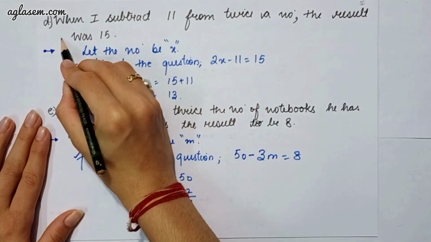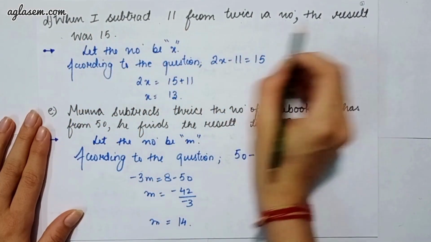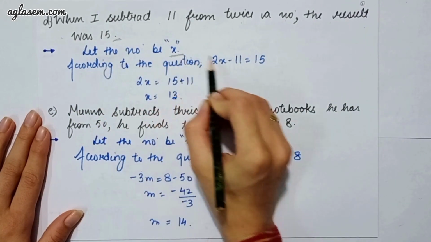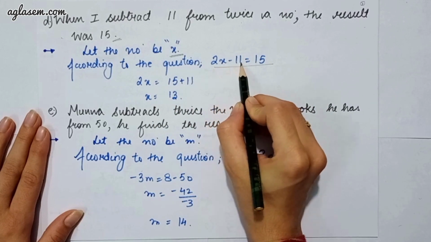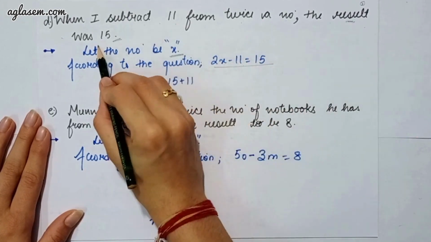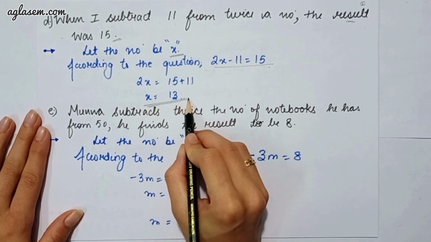Moving to the fourth part, which says when I subtract 11 from twice a number, the result was 15. So here we have to let the number be x. So our equation will be 2x minus 11 because we have to subtract, and our result is 15. So 2x minus 11 equals 15. After solving this, we will get x as 13.